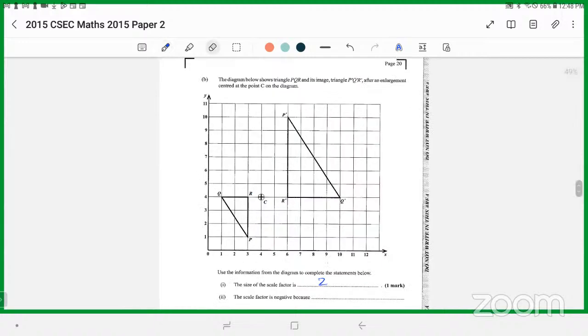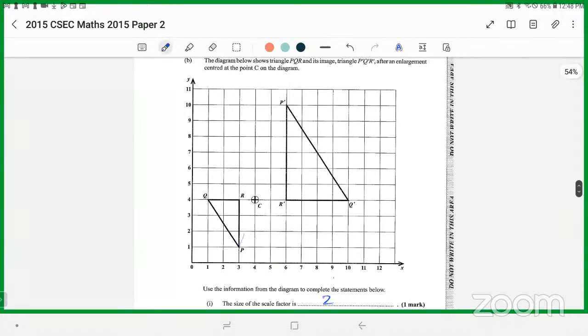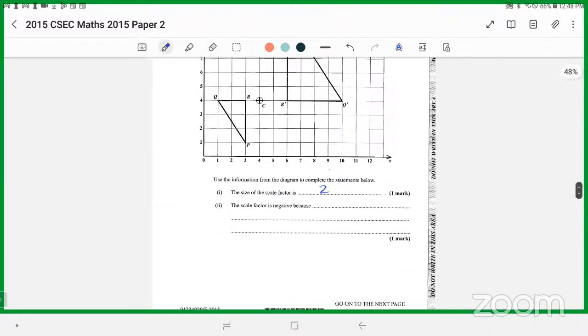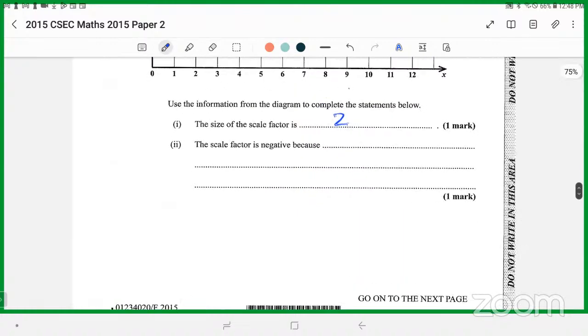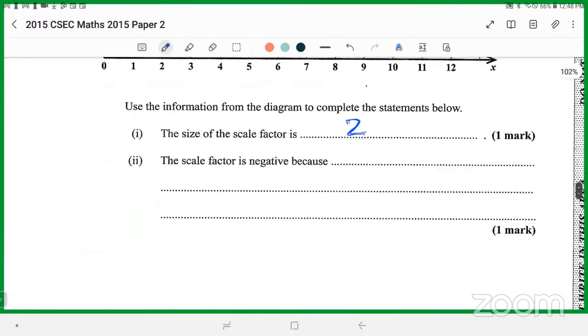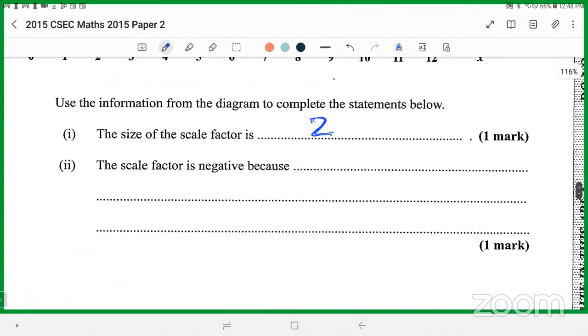Look, like this. If I join these 2 points through the center, the center here, they are on opposite sides of the center. So the image is inverted on the opposite side of the center. Can I write that? And pointing in the opposite direction. Write out all of that. The image is inverted on the opposite side of the center and pointing in the opposite direction.